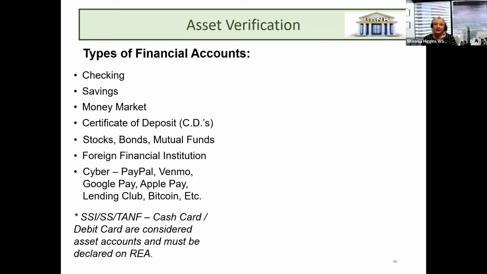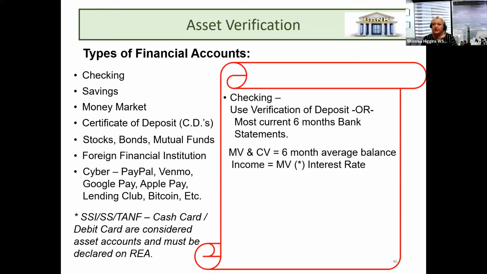You always would like to get, if they go to the bank machine, a little receipt showing what the balance is. That can be used to verify that asset. For the checking account, you want to use a verification of deposit or the most current 6-month bank statement.